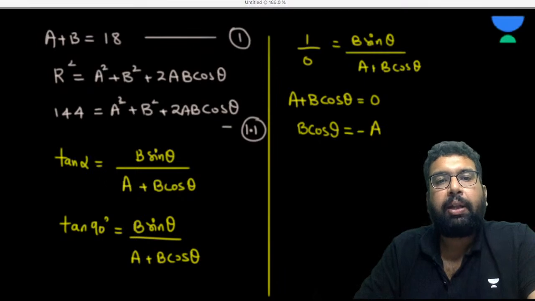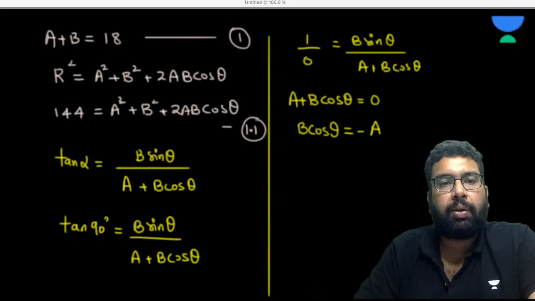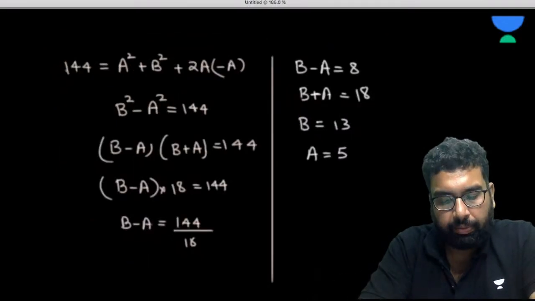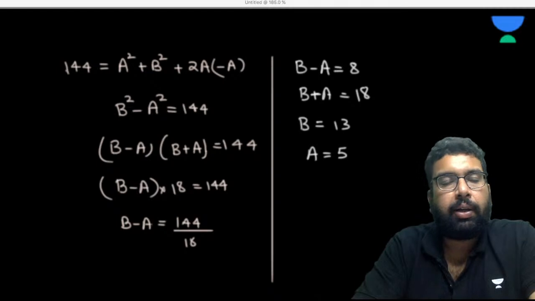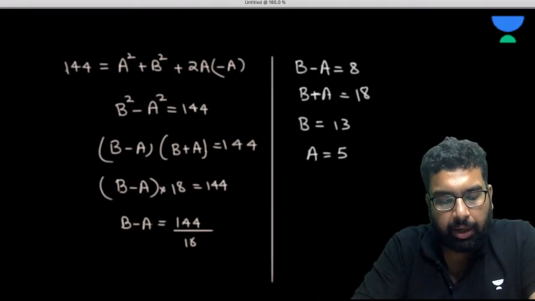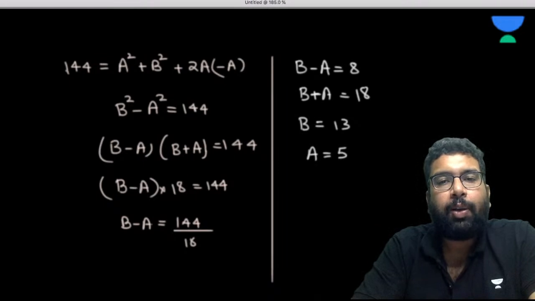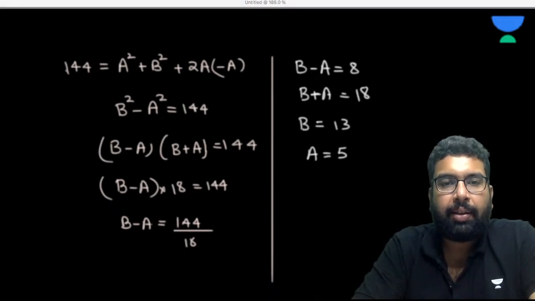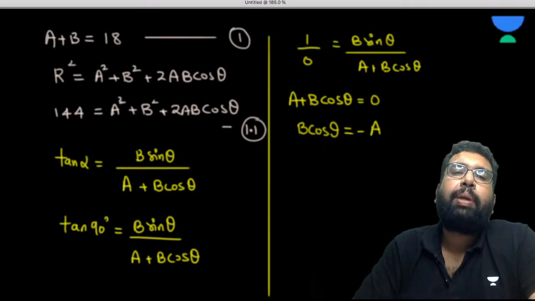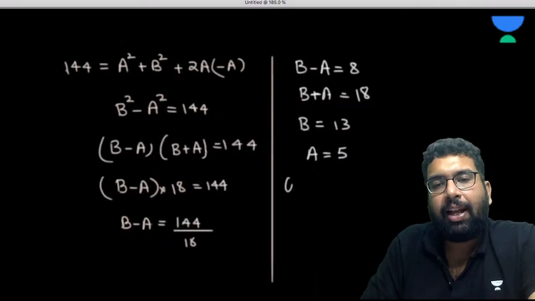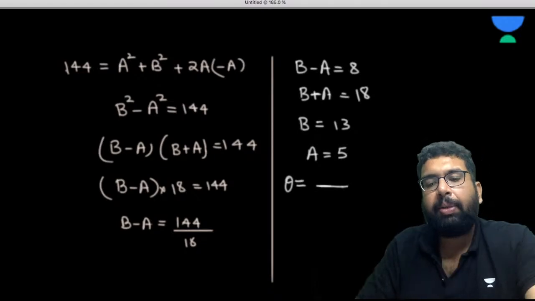Do you agree? Please answer me. Or did I do something wrong here? No, I did it right only. So it is going to become 13 and 5. So what is the option, beta? The C option. Right? Is it clear to you? Please answer me. Now, when you have the value of a and b, you can put the value of a and b here. You can find the theta. Understood, beta? Understood?